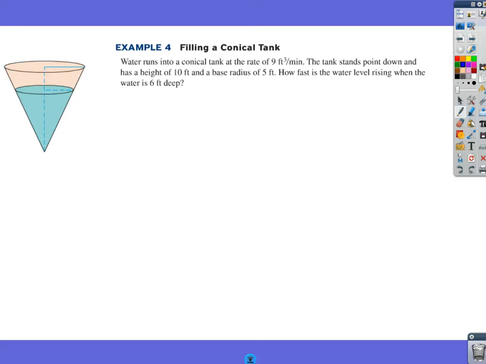Hey, you survived the first one. Great. All right, so here come the next two examples. We're going to do example 4 first, and it's filling a conical tank.